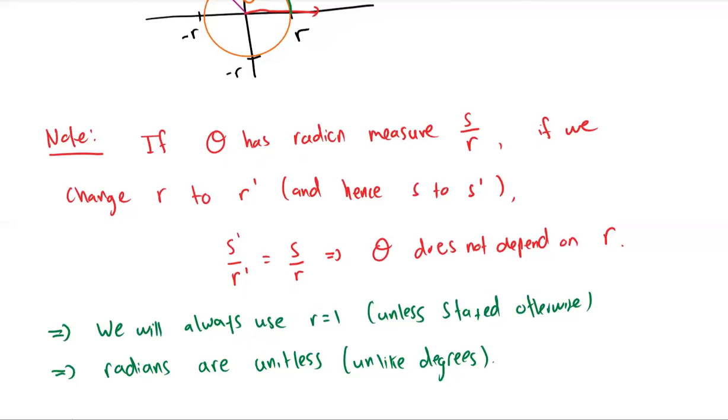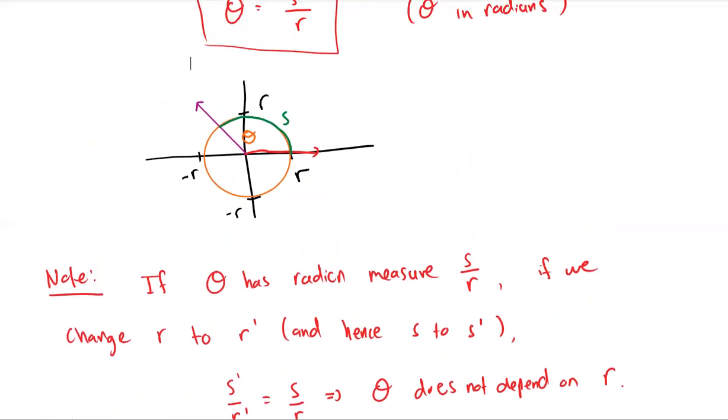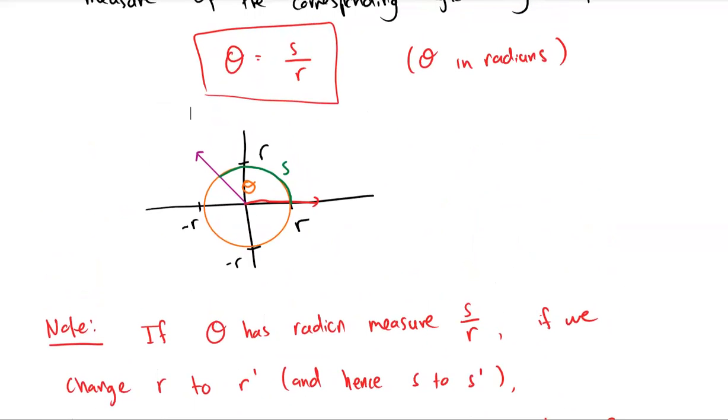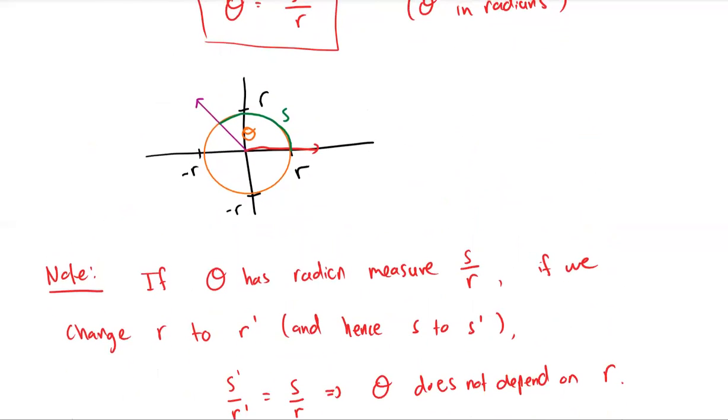So if theta has a radian measure equal to S over R, and we know that's the formula, that's how a radian measure is defined, if we change R to a new radius, R prime, so that's what I wrote there. So let's say we increase or decrease R. We change the radius, either make it bigger or smaller. If we increase or decrease the radius of the circle, then we're also changing the length of the corresponding arc. So let's say that we're also changing S to a new arc length S prime. So we change R to a new radius R prime. That changes the length of the arc from an arc of length S to an arc of length S prime.